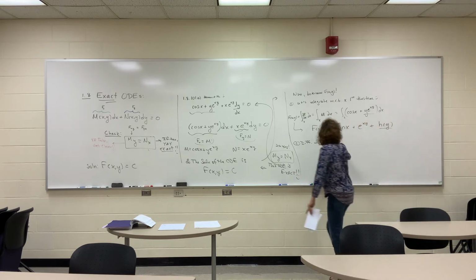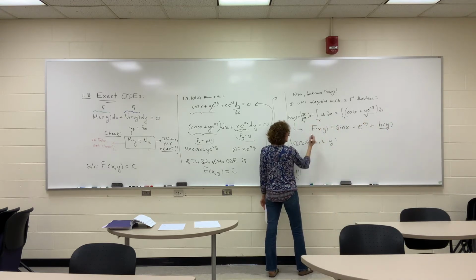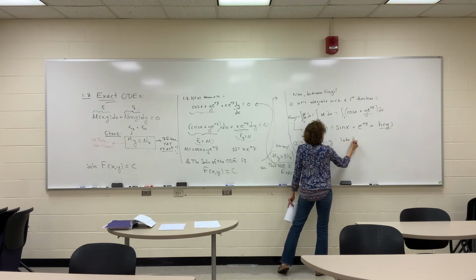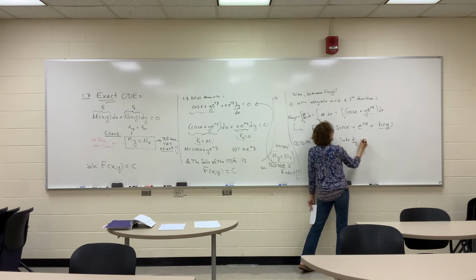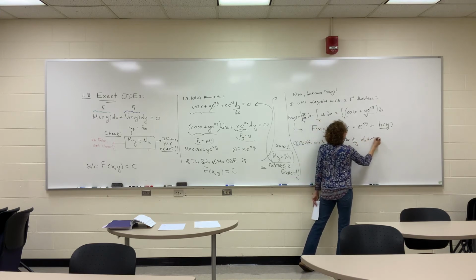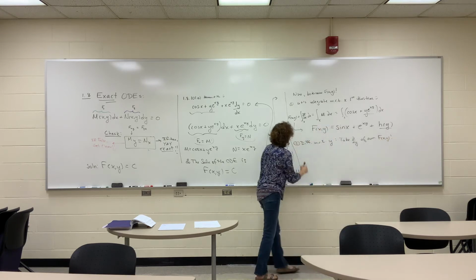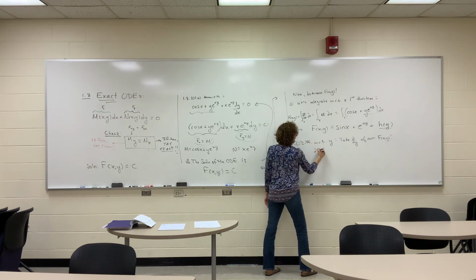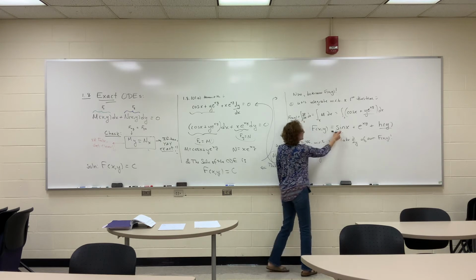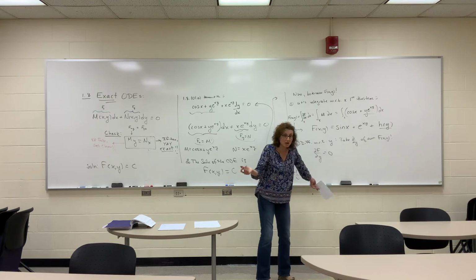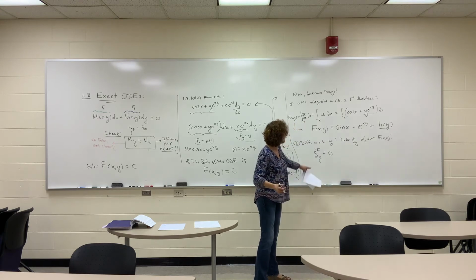So I've got my f right here. Now let's take the derivative with respect to y of the f we just computed. I'm going to take the partial derivative of this with respect to y. What is the partial derivative with respect to y of sine x? Good. Zero. x is a constant. There's no y's in there. That derivative with respect to y is 0.